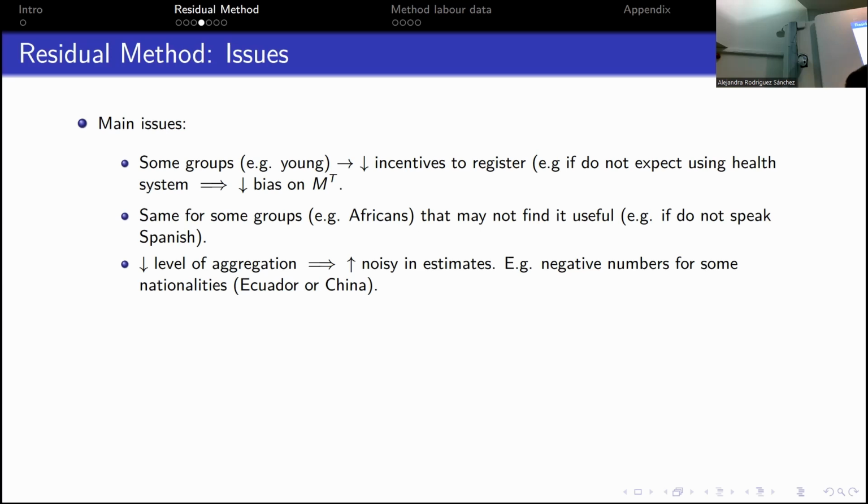So yeah, one could think that maybe because they don't speak Spanish, they might find that it's not very useful to go to the health system. Or maybe it's okay and there are not many irregular migrants in Spain.